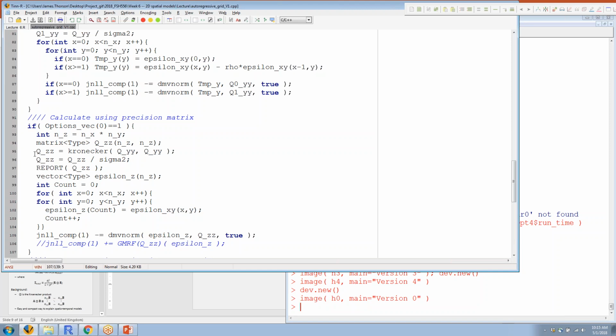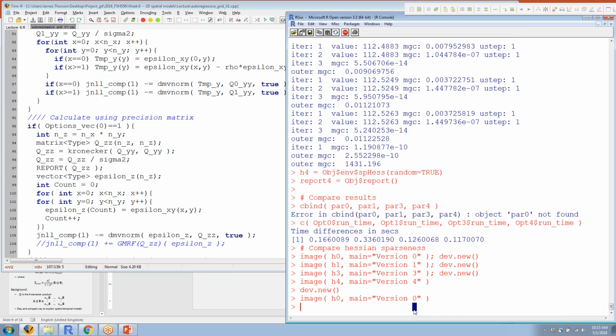So QZZ is a 100 by 100 matrix, and it's dense because I didn't define QYY to be a sparse matrix, so it doesn't know that it could be a sparse matrix itself. If you remember, this second option, which is called option 1, is the one that takes the longest of these options. It still detected sparseness, so it's still pretty quick, but assembling this dense precision matrix is a time suck, and so it ends up taking about 3 times longer than the most efficient way we could have done it.